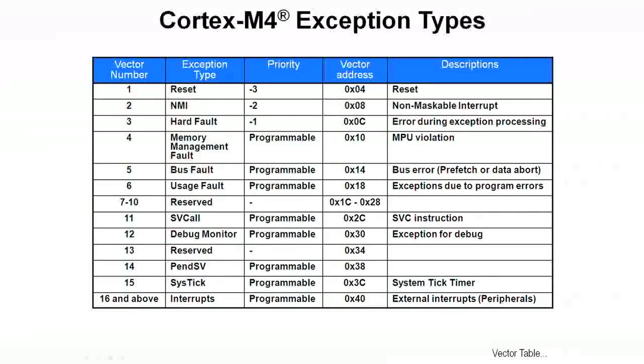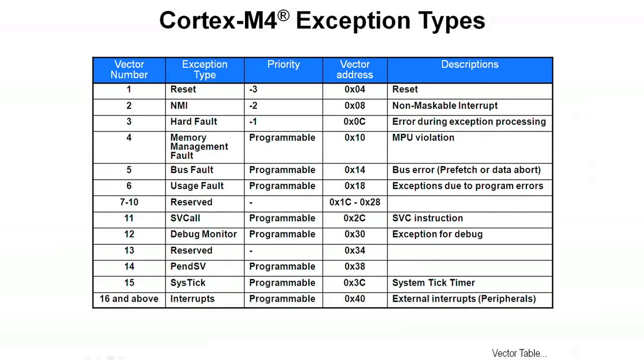System level exception types on the Cortex M4 include reset, the non-maskable interrupt, hard fault, memory management fault, bus faults, usage faults, and you can see the rest down here. You can see the priority levels of -3, -2, and -1. Those are programmed into the device and cannot be changed.